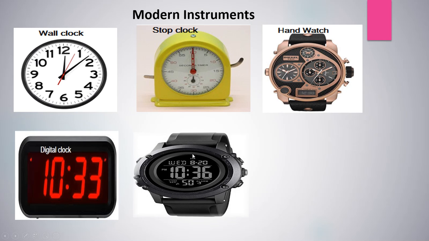Digital watches can be a hand watch, but giving digits. The word digital comes from digit, so it gives you the digits directly. So these are digital watches which are used to measure time.